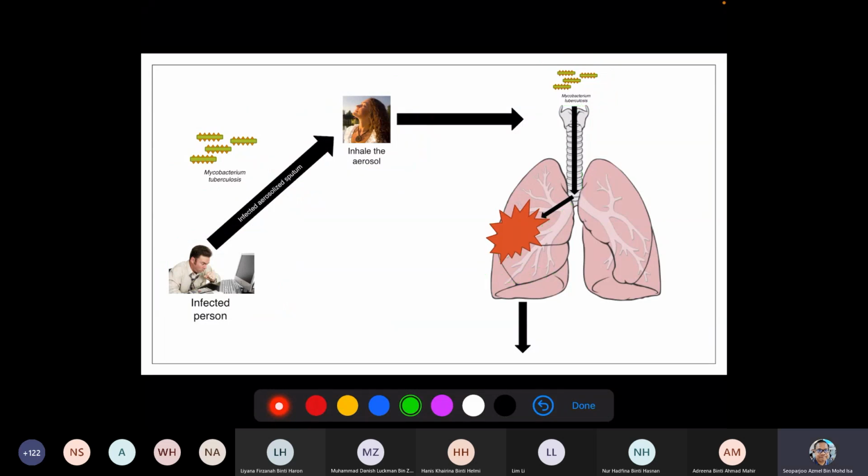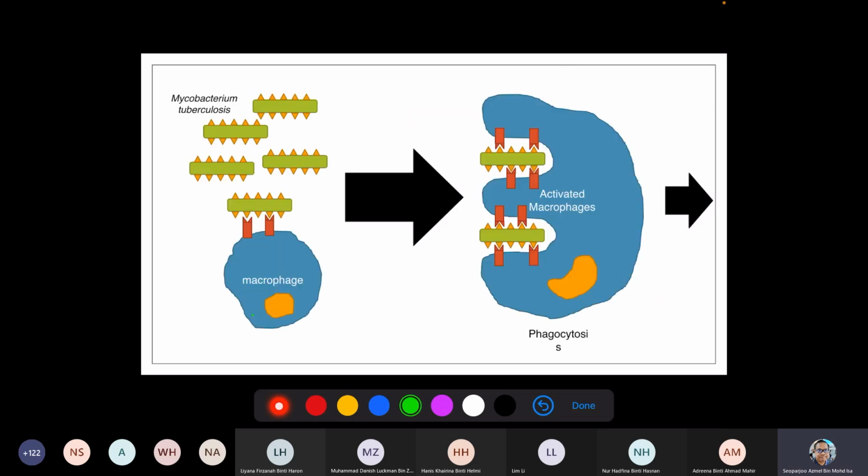Next, this Mycobacterium will be engulfed by alveolar macrophages. All of these alveolar macrophages will engulf the Mycobacterium tuberculosis here, because there is the antigen protein that they can find, which is the spike one here, which can be detected by the receptor of the macrophages. So it will be engulfed by these macrophages to try to destroy all of these bacteria. This process is called phagocytosis.